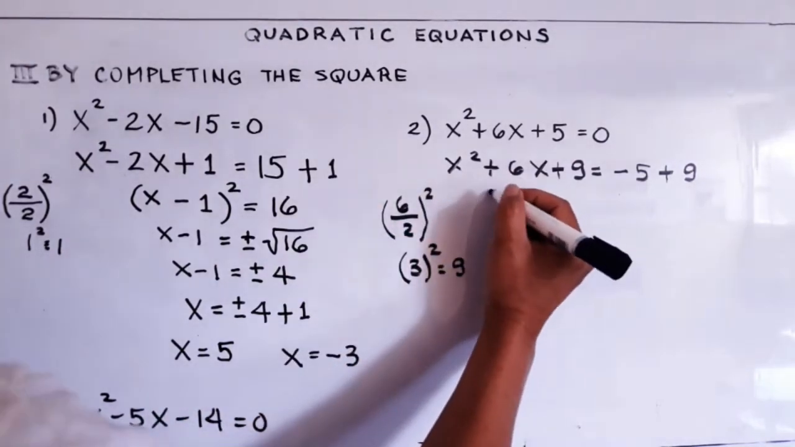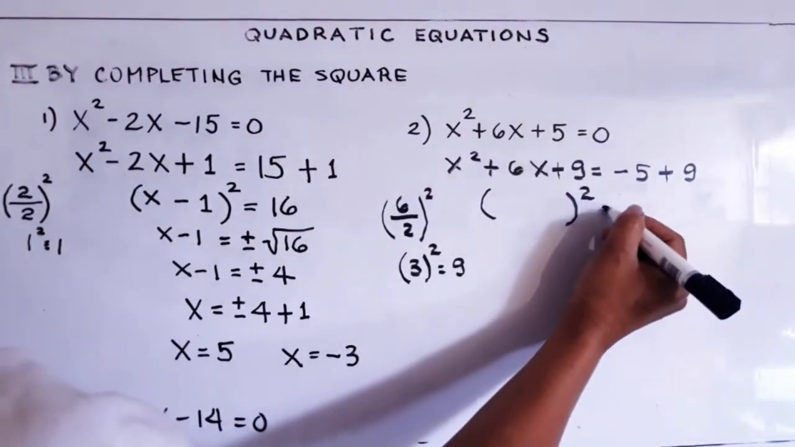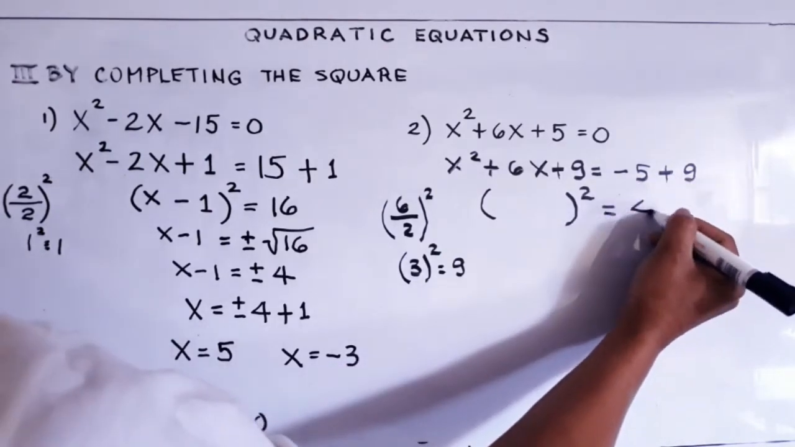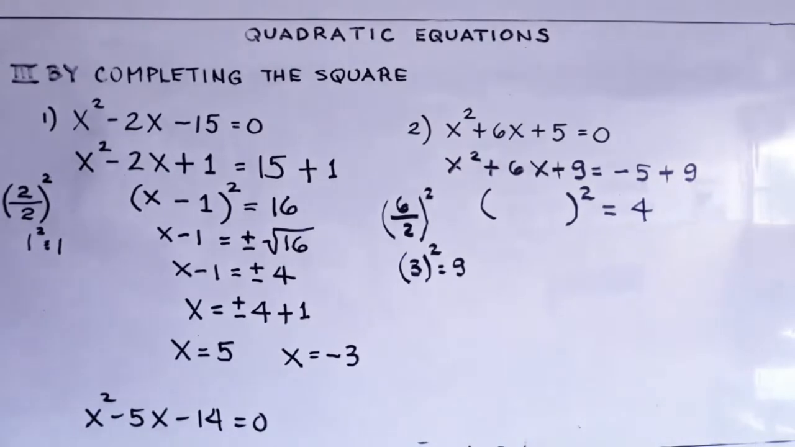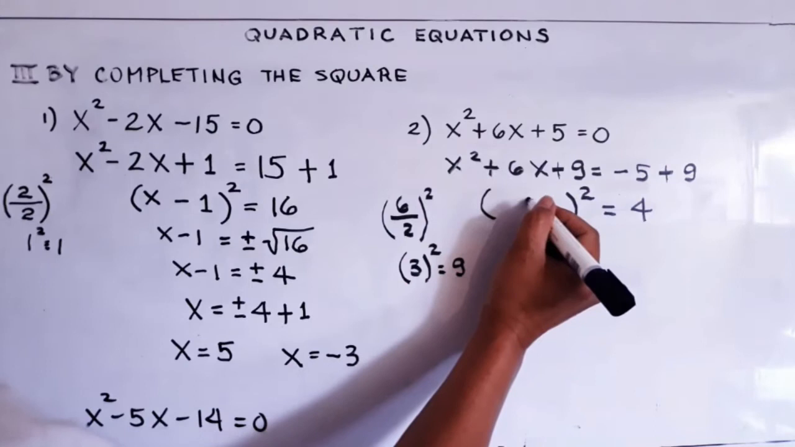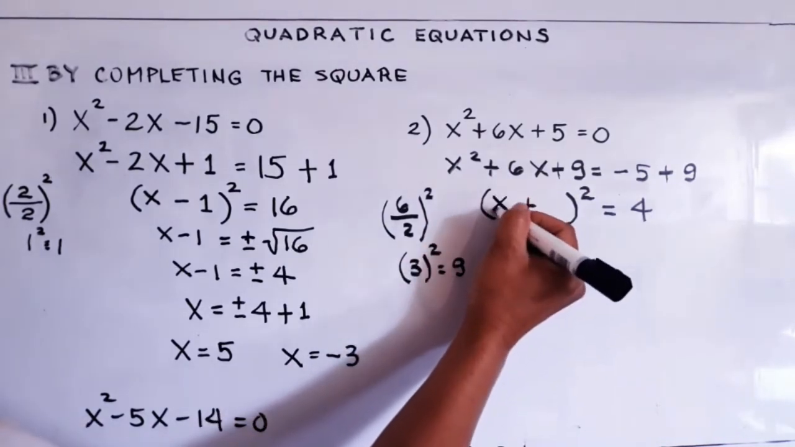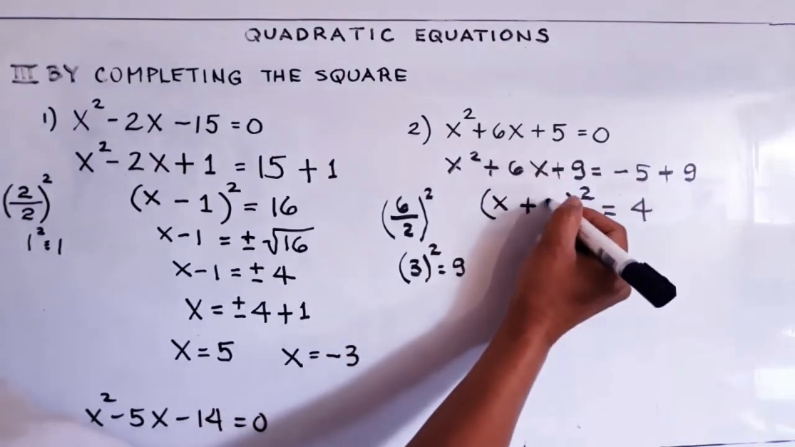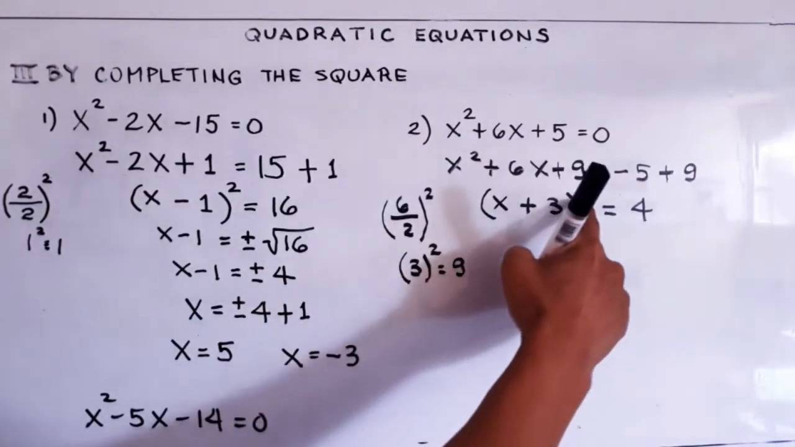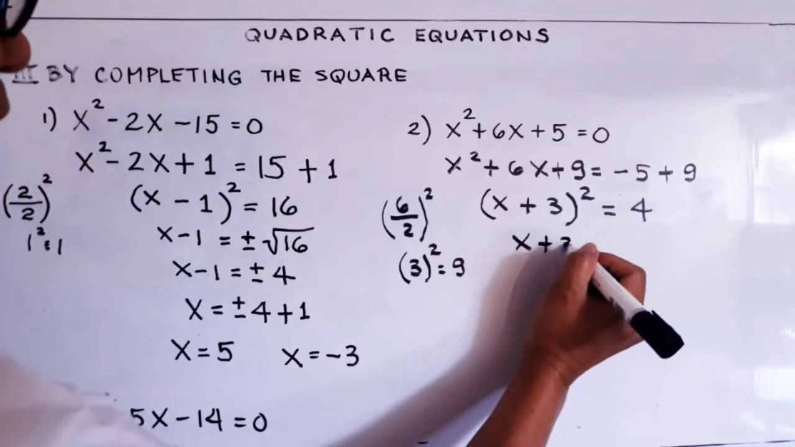So here we have this one, the square of binomial. On the other side, 9 minus 5 is 4. Now we factor this one. What's the sign? It's positive. So this one is positive. X squared, square root is x. Square root of 9 is 3. Okay. We remove the 2. So we have x plus 3.